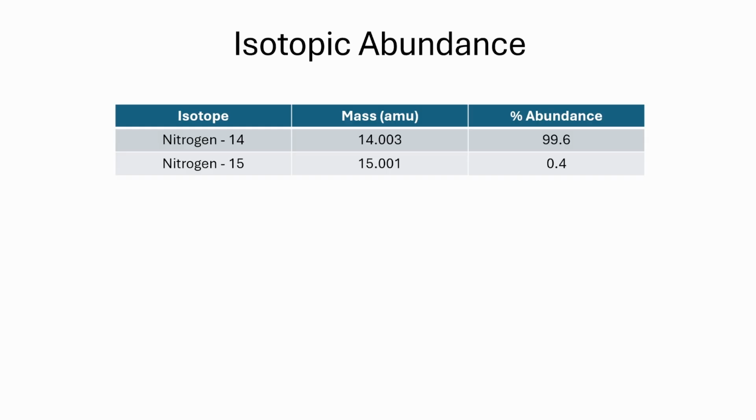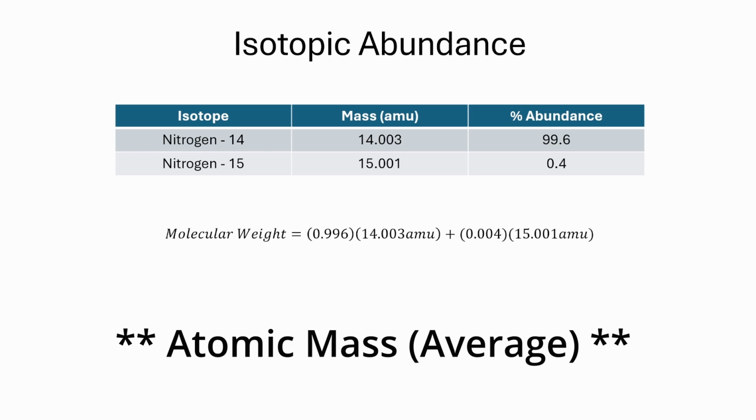In an element, the weighted average of our specific masses will give us our molecular weight, where our molecular weight will be equal to the percent abundance multiplied by the mass for each isotope, and then we add them up together. And so the molecular weight of nitrogen, or the average weight of nitrogen, is going to be 14.007 AMU.